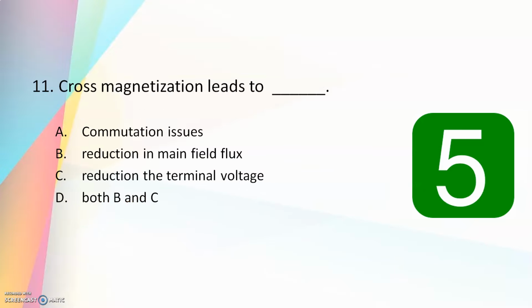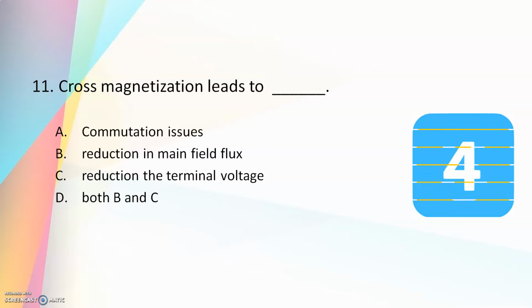Cross magnetization leads to commutation issues, reduction in main field flux, reduction in the terminal voltage, both B and C. And here you go.